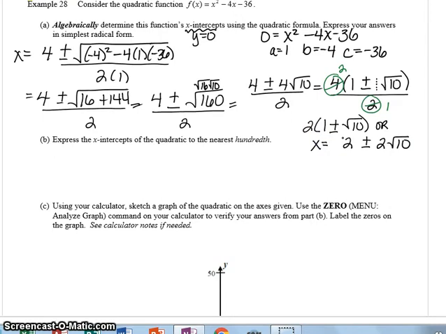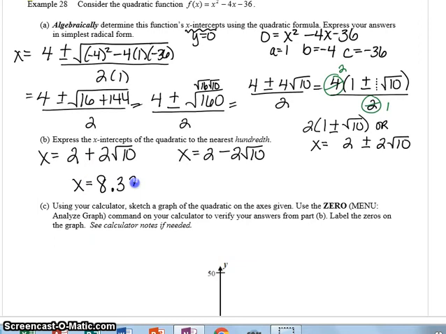Part B. Express the x-intercepts of the quadratic to the nearest hundredth. So don't forget, nearest hundredth: you have x equals 2 plus 2 radical 10, or x equals 2 minus 2 radical 10. At this stage, you just put that in your calculator, and then hundredths is 2 decimal places. So you're going to get 8.32 as one root, and negative 4.32 is your other root.